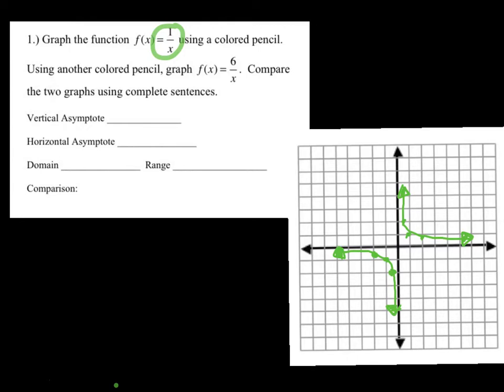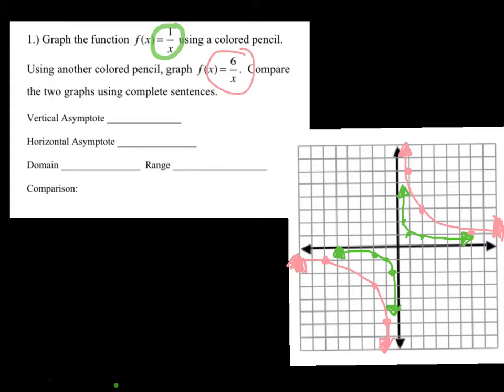And as you can see, we have two branches. One is in quadrant 1 and the other one is in quadrant 3. Now the second function I'm going to do is 6 over x, and I'm going to do that one in pink. Now I've graphed the function f of x equals 6 over x in pink. It wants us to identify the vertical asymptote, horizontal asymptote, and the domain and range. Because nothing's actually being added or subtracted, that's when the asymptotes get moved. So they're going to be the same for both.